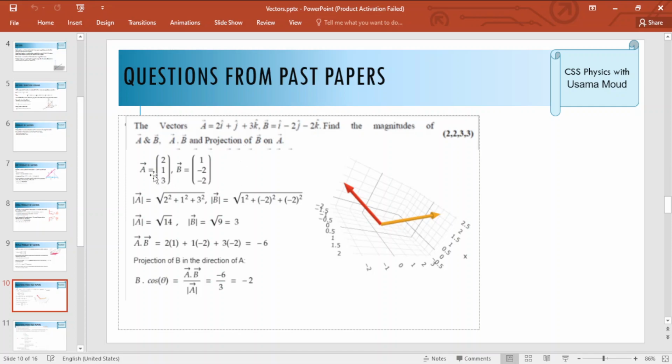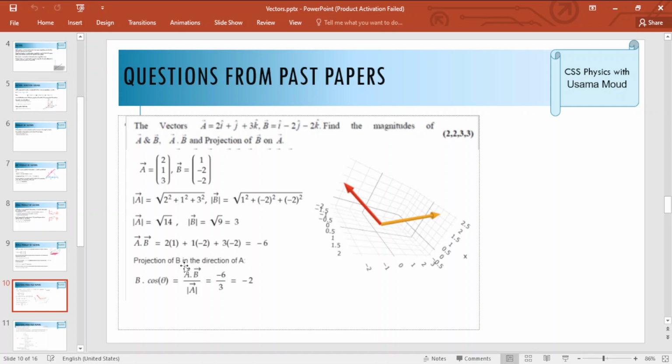Now you can see from here, I can write this vector in vector notation. Magnitude is simply the x component squared, plus the y component squared, plus the z component squared, and then its square root. Similarly for B, so we have the magnitude of A and this magnitude of B. A dot B is simply the product of their corresponding components, x into x, y into y, and z into z. As a result, we get A dot B is equal to minus 6.